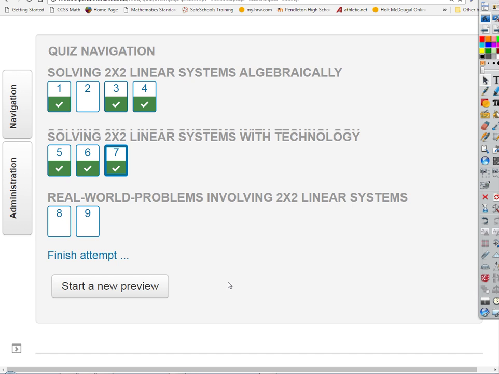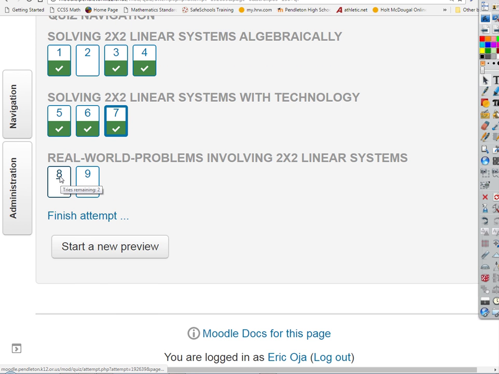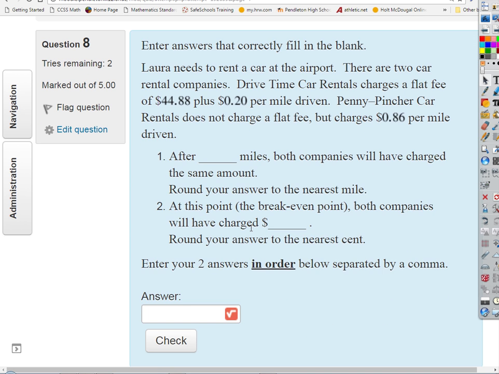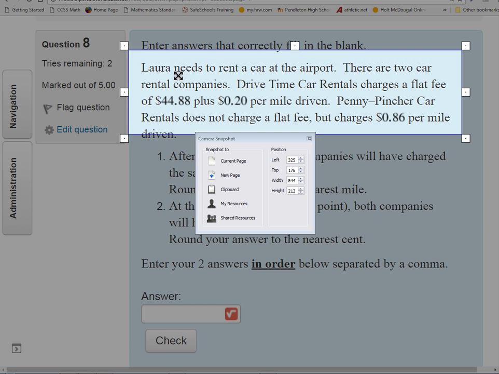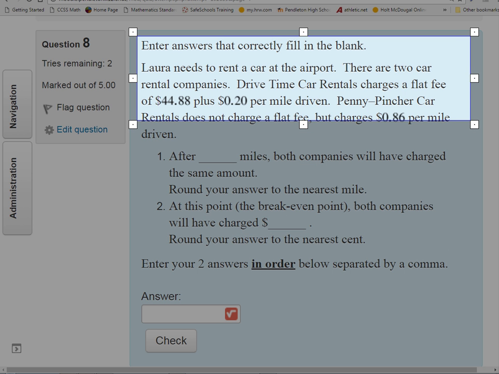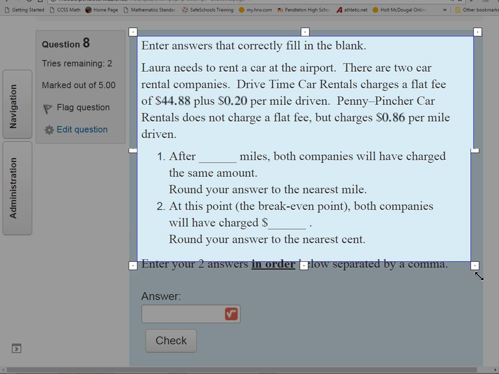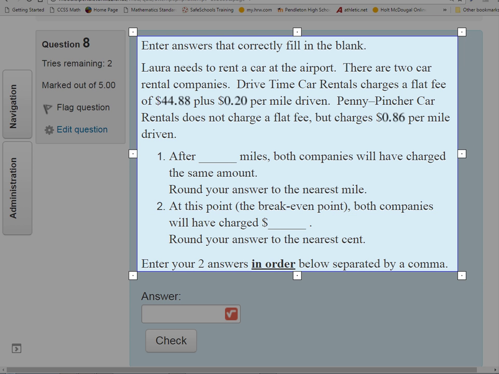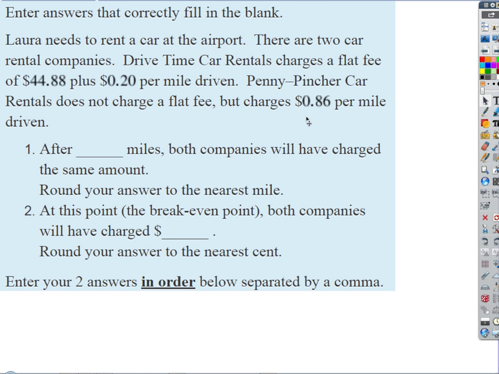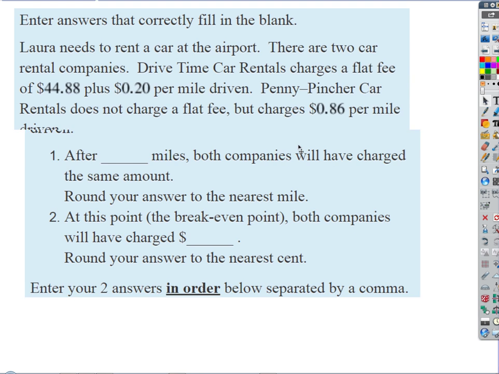Okay, last two. We got these real-world problems involving 2x2 linear systems. So let's look at something like this. These are not hard problems. Don't be intimidated by the fact that there are words. Okay, so here's the situation we've got.